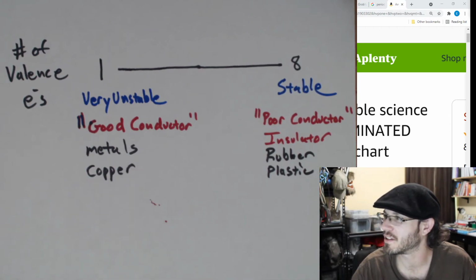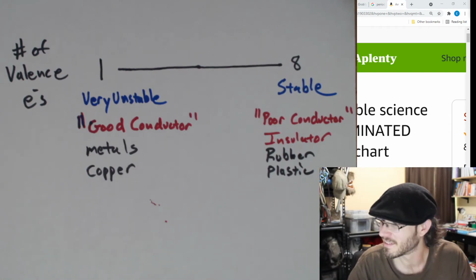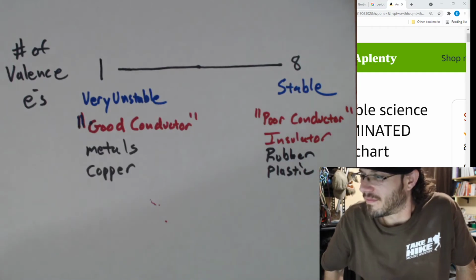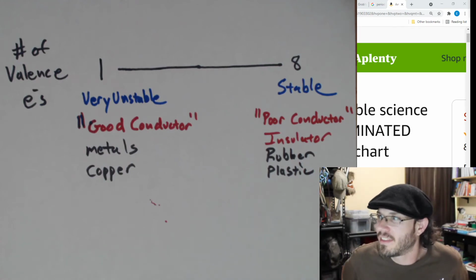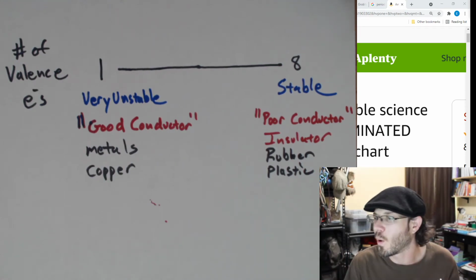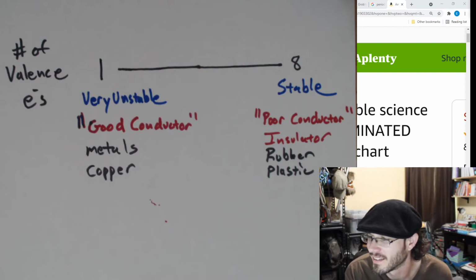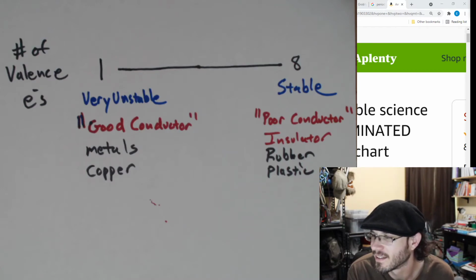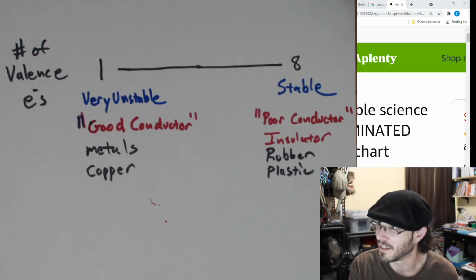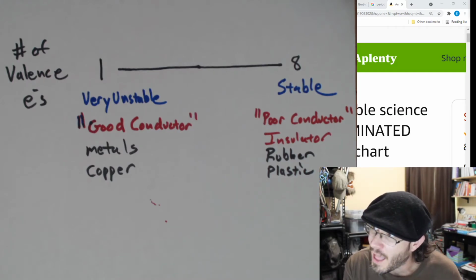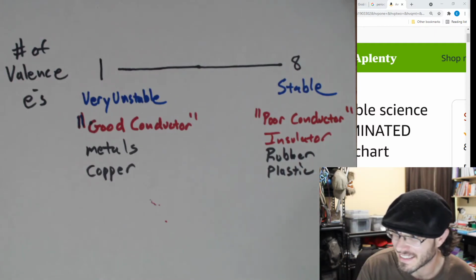What's the best conductor? Go ahead and put that in chat. What's the best conductor out there? Gold. Gold. Gold. Gold? And one silver. Gold is not the best conductor. Silver is.